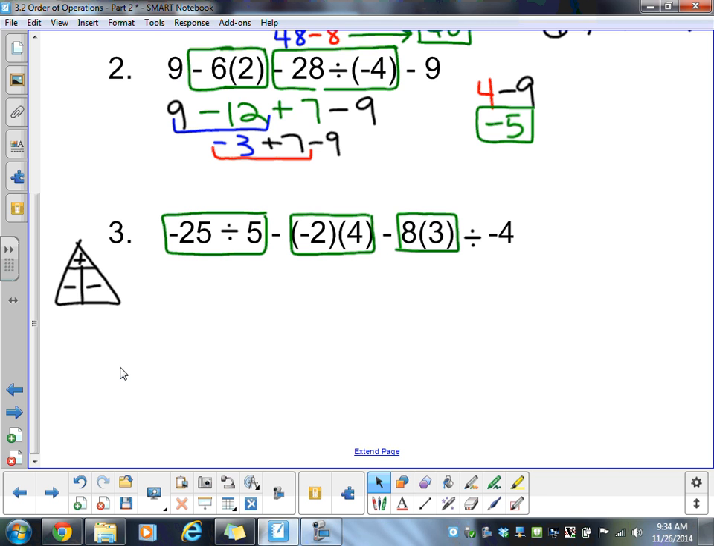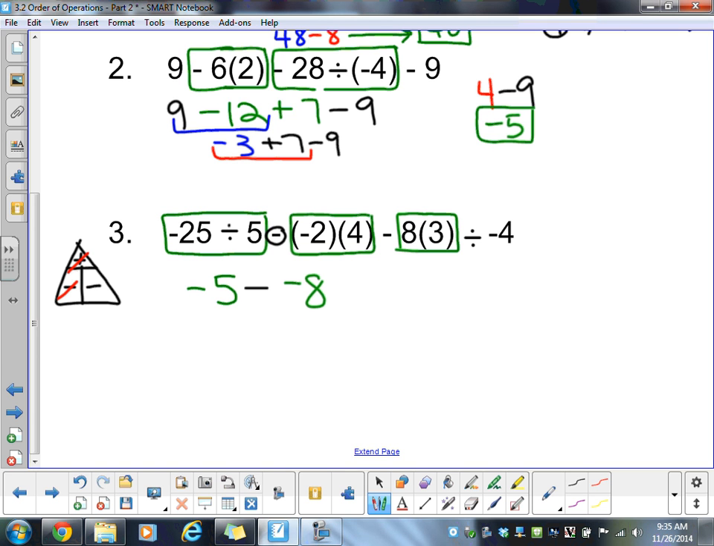Negative divided by a positive gives me a negative 5. 25 divided by 5 is 5. I'm going to bring down my minus sign that I have right here. And I have a negative 2 times 4. Well, a negative times a positive is negative. So that becomes negative 8 because 2 times 4 is 8.